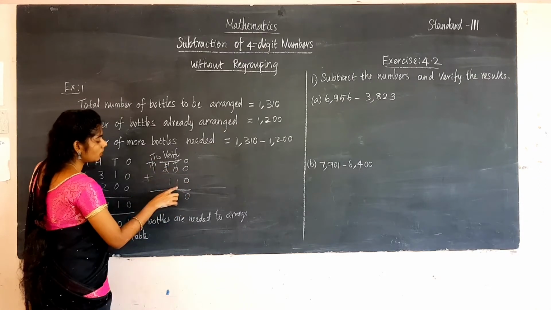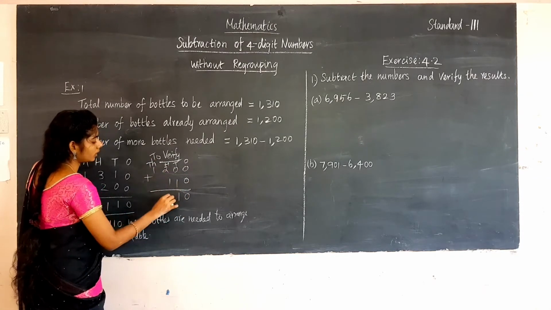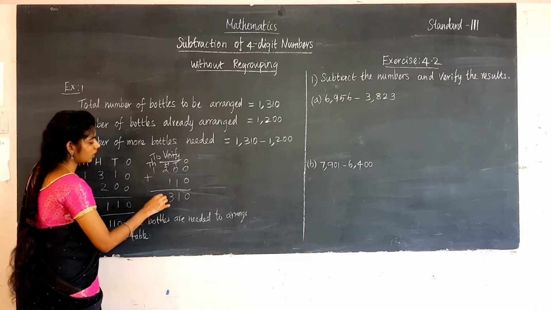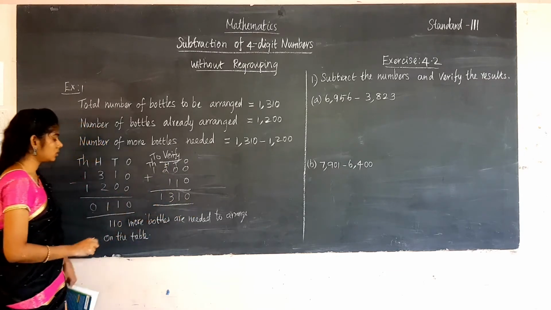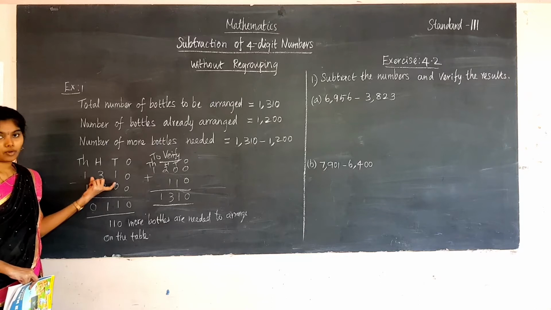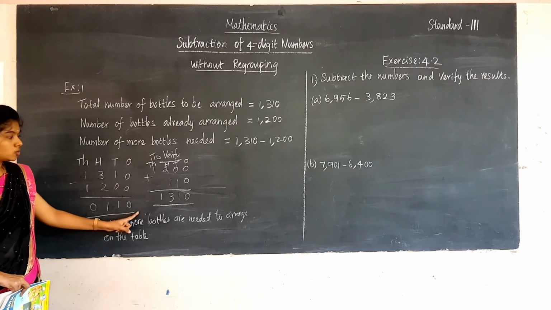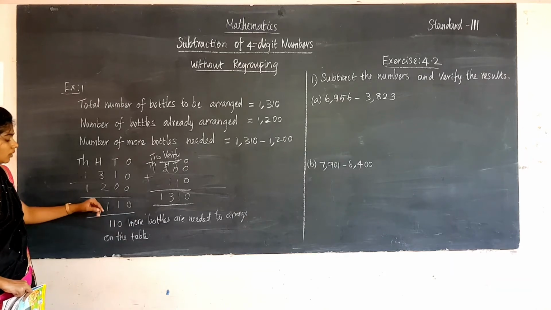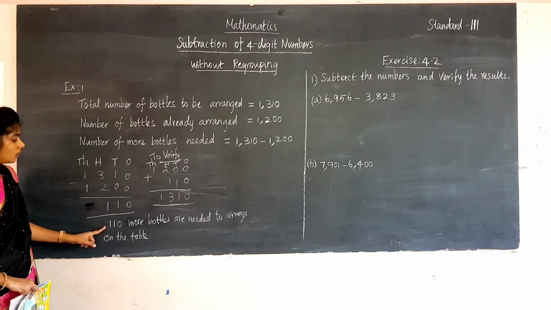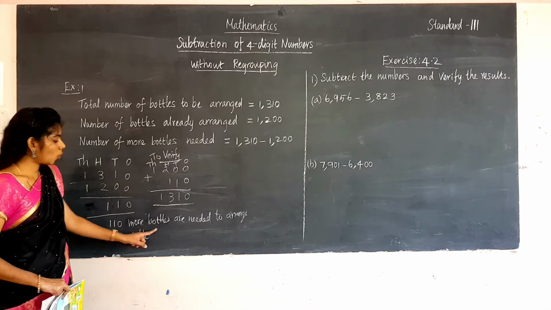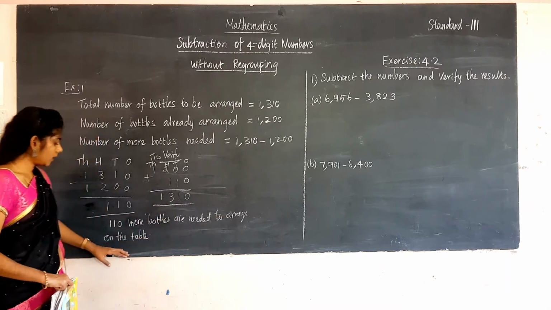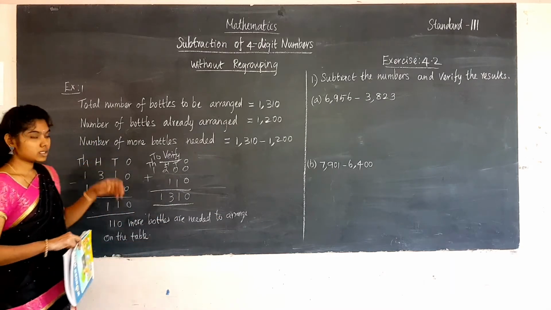So here 0 plus 0 is 0, 0 plus 1 is 1, 2 plus 1 is 3. Then in the thousands place, 1. So the answer is 1310. So we have verified that 110 is right. You should not write 0 before the number; we should not start from 0. So we have to write that 110 more bottles are needed to arrange on the table. That is all they have asked in the question.